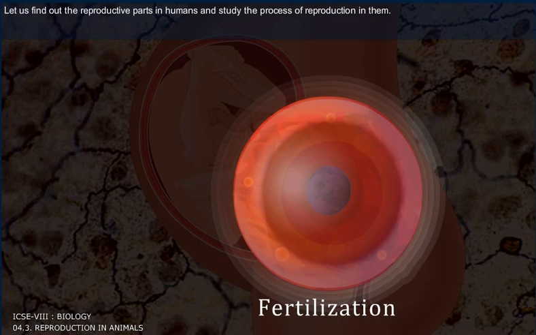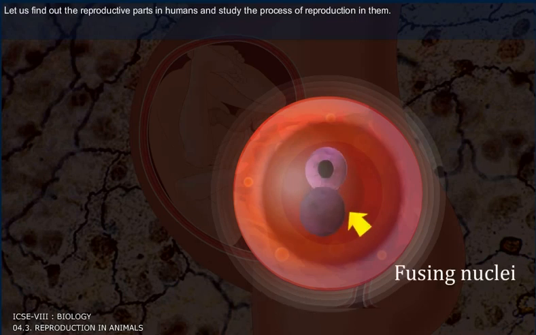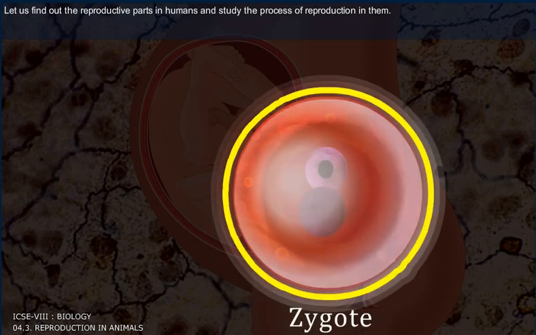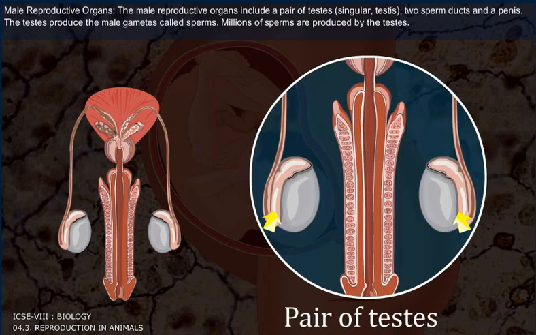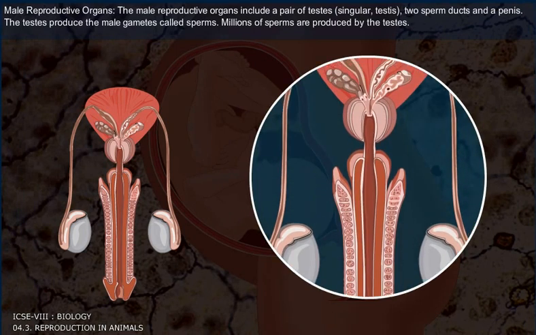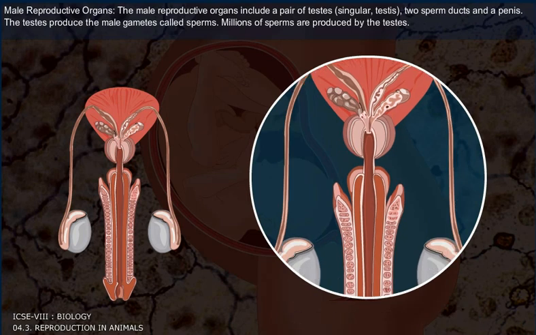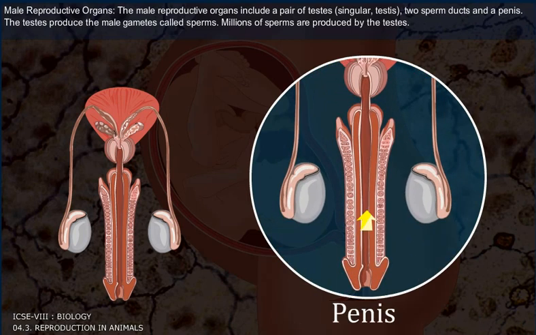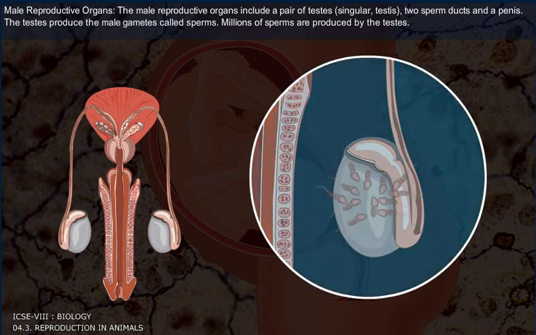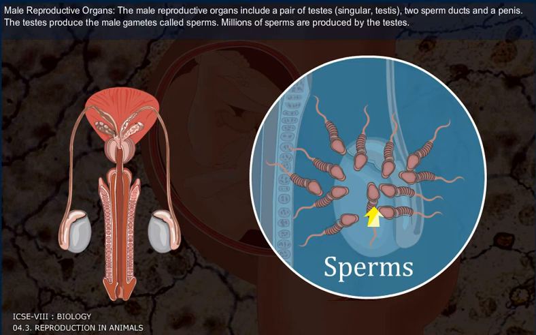Let us find out the reproductive parts in humans and study the process of reproduction in them. The male reproductive organs include a pair of testes, singular testis, two sperm ducts, and a penis. The testes produce the male gametes called the sperms. Millions of sperms are produced by the testes.